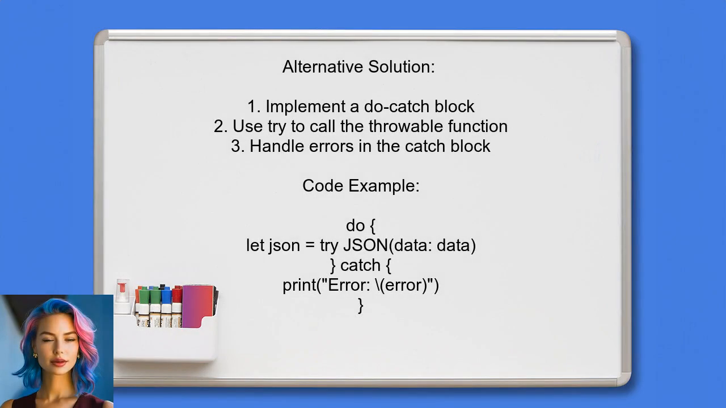One alternative solution is to implement a do-catch block. Inside the do block, you should call the throwable function using try. This will help you handle any potential errors that may arise.